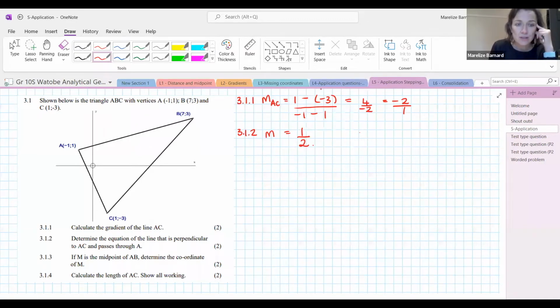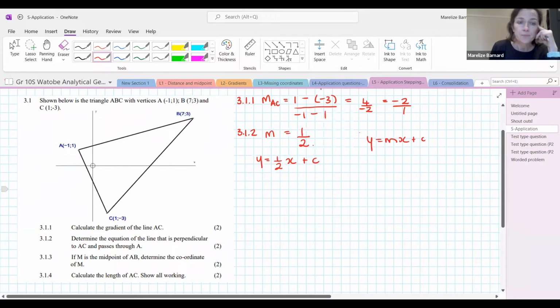We also need the equation of the line that is perpendicular to AC and passes through A. So for the equation, it will be y equals a half x plus c, because y equals mx plus c for a straight line. With analytical geometry, this stuff can be thrown in. You can be asked about lines and the equations of lines when you do analytical geometry. So be ready for it. It passes through A, so we must sub in point A.